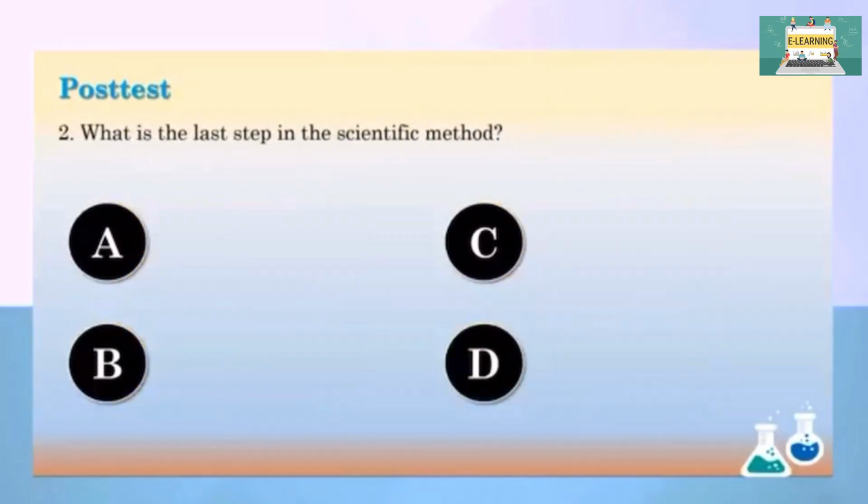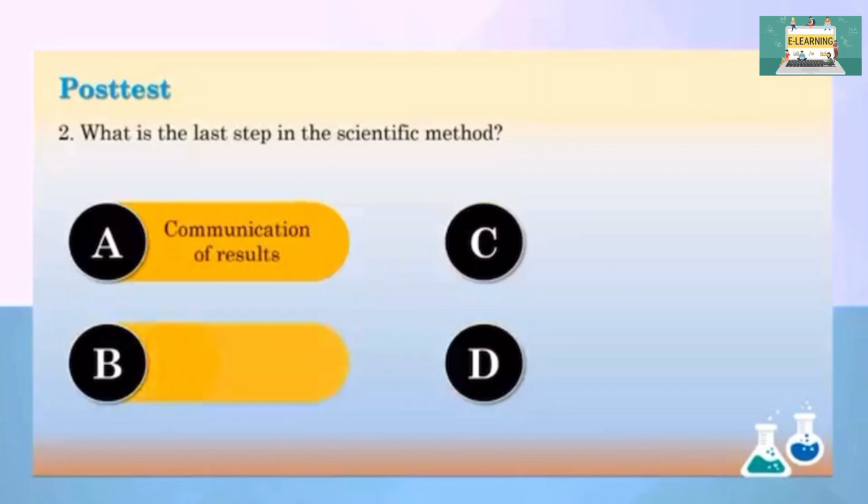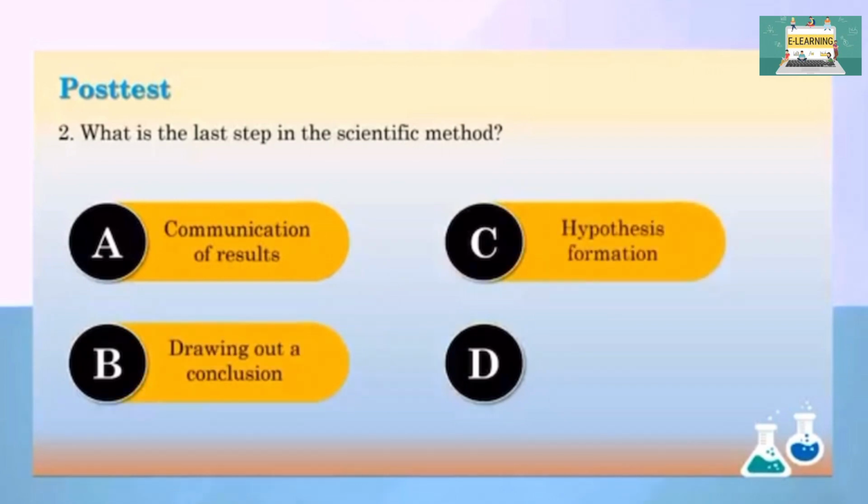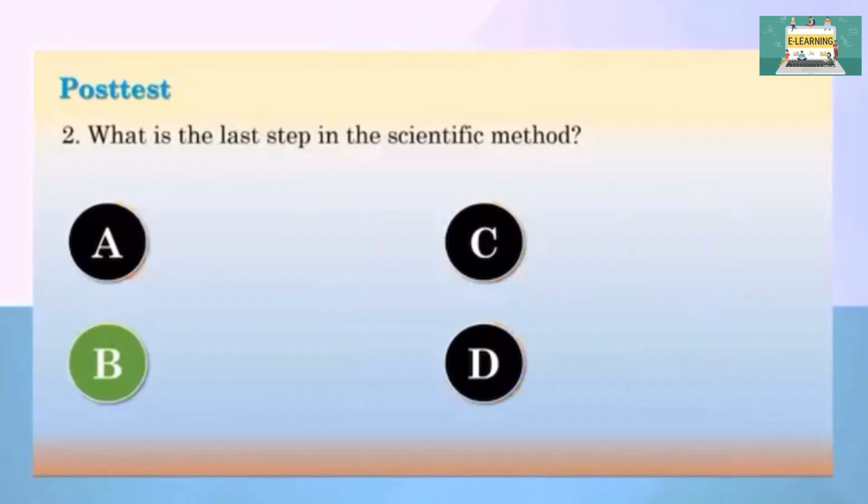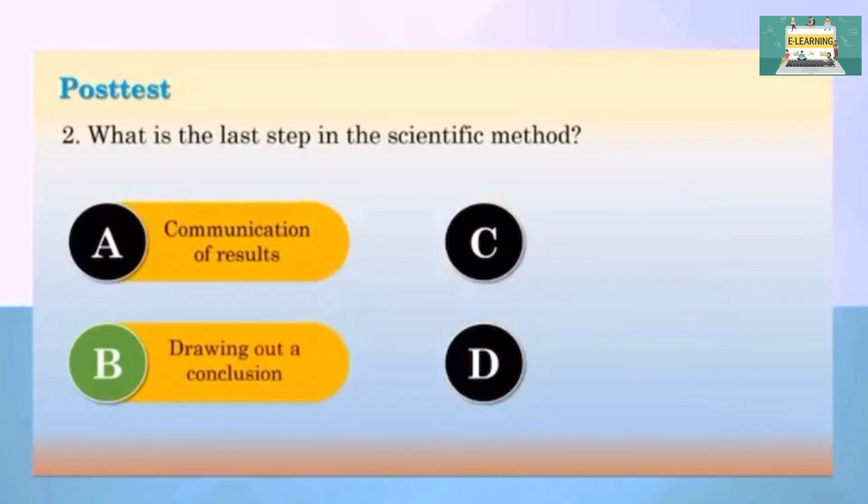Number 2. What is the last step in the scientific method? A. Communication of results. B. Drawing out a conclusion. C. Hypothesis formation. And D. Making observations. You got it right. It's letter B, drawing out a conclusion.